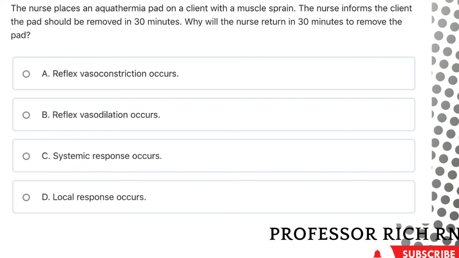Okay, here we go. Our next question. The nurse places an aquathermia pad on a client with a muscle sprain. The nurse informs the client that the pad should be removed within 30 minutes. Why will the nurse return in 30 minutes to remove that pad? A. Reflex vasoconstriction occurs. B. Reflex vasodilation occurs. C. Systemic response occurs. Or D. Local response occurs. So when you're thinking about this question, determine what is the effect of that pad and what is it supposed to do, and give that one some thought.